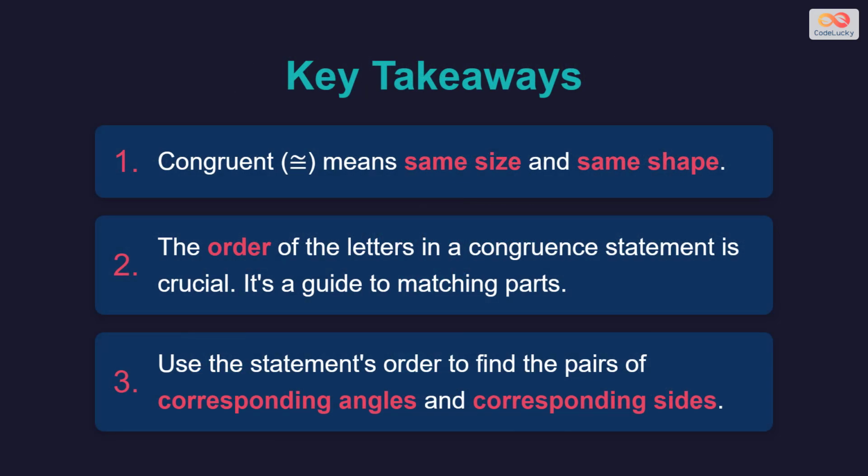So let's recap the main points. First, congruent means identical in size and shape. Second, the order of the letters in a congruent statement is the most important clue. And third, that order tells you exactly which angles and which sides correspond between the two figures. Master this, and you've mastered a core concept in geometry.